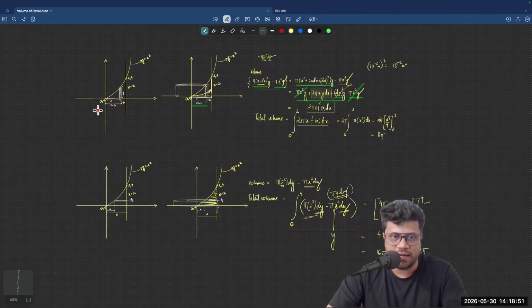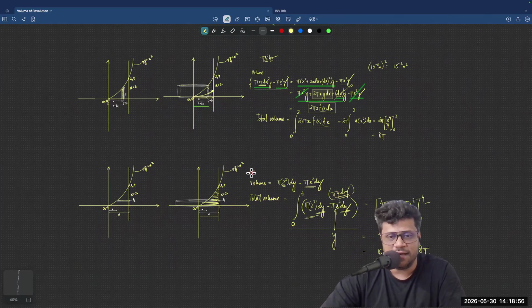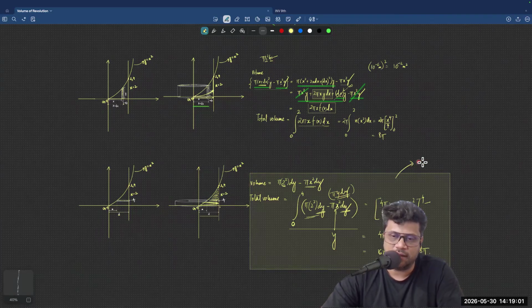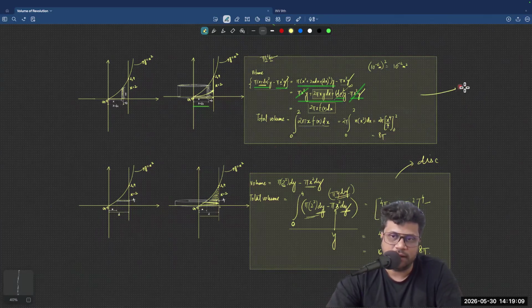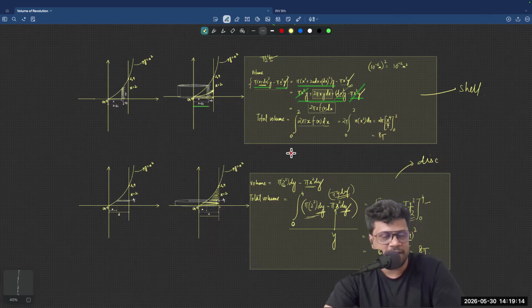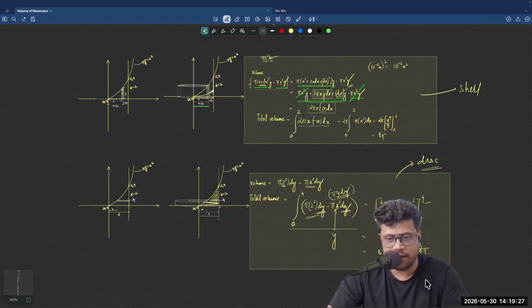Both the methods actually work, but it depends on how easy it is. It was a little twisted if you use this method, which is known as the disk method. And it was very easy if you had done it this way. It was the shell method. So sometimes the shell method is easier to use and the disk method is difficult. This is one example where it was something like that. We'll do more examples of this kind in the video that comes next.